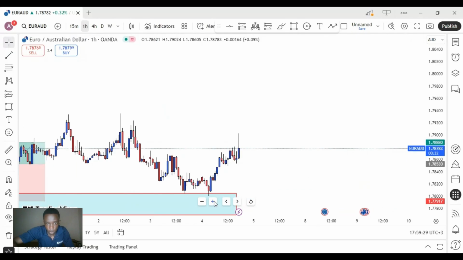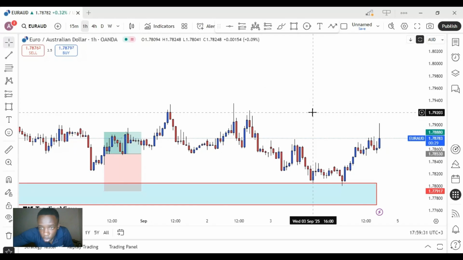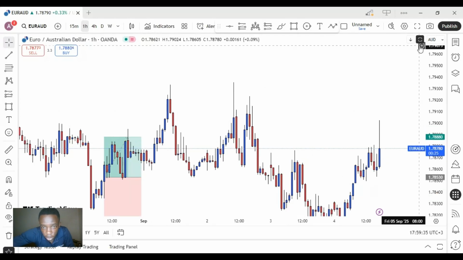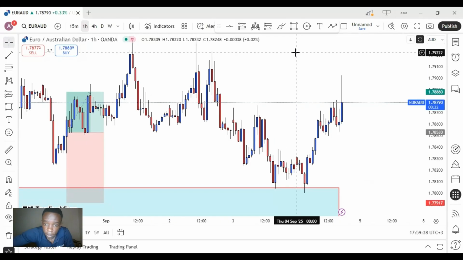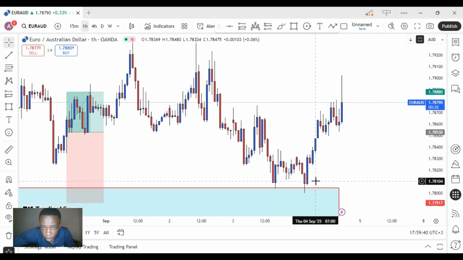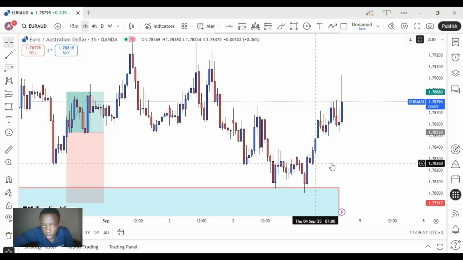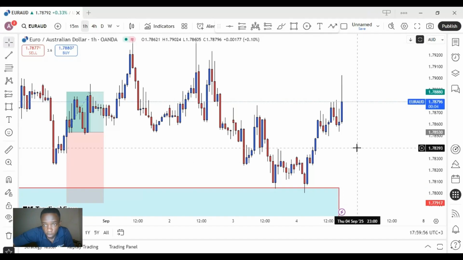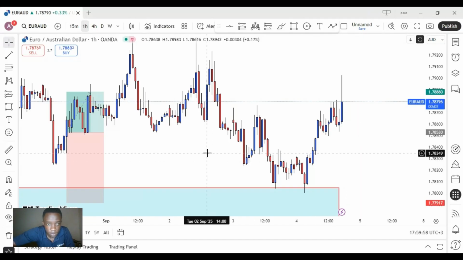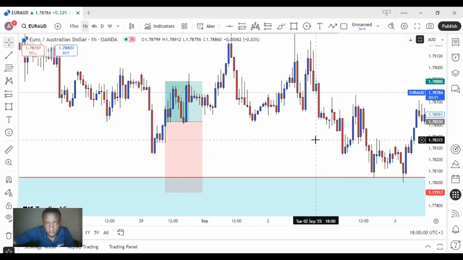If we look at the 1-hour time frame over here, we see that there was a weak rejection from that zone, and then a strong bullish candle over here, meaning that we should be looking for more buys.